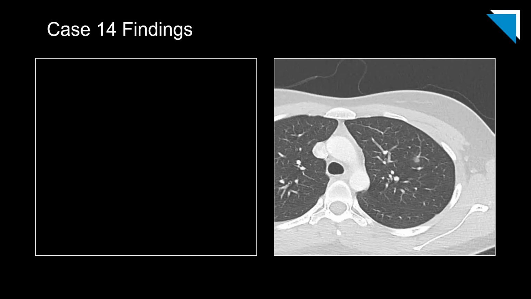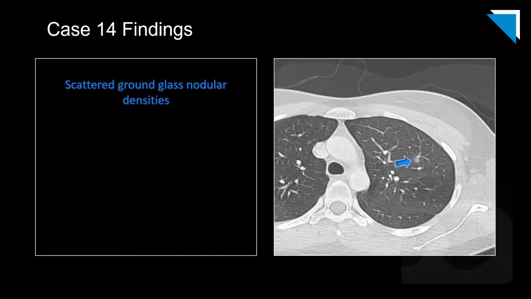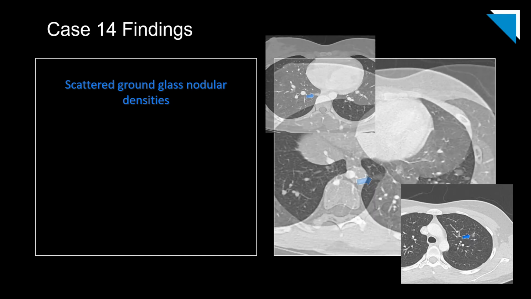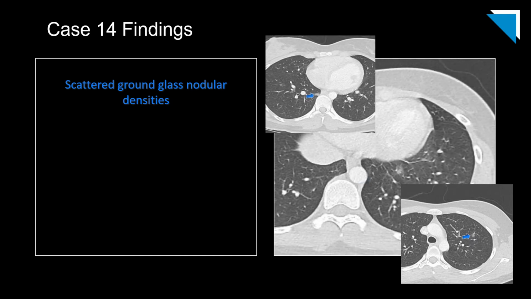The findings are subtle, and we did move rather quickly through the images, but I hope you were able to appreciate several scattered ground glass nodular densities. Here in the left upper lobe, peripherally in the medial aspect of the right lower lobe, and finally in the left lower lobe as well.